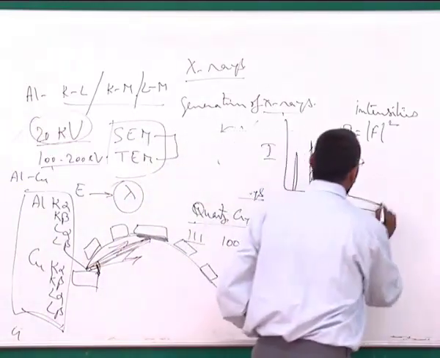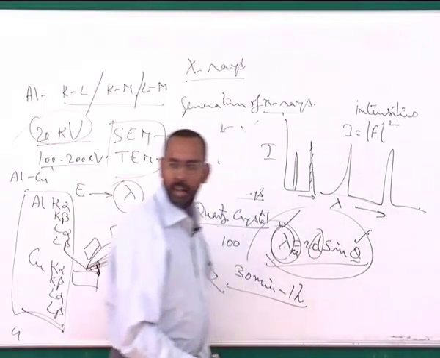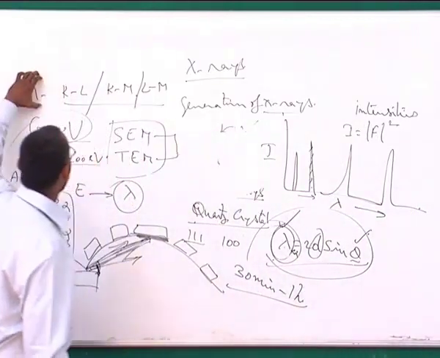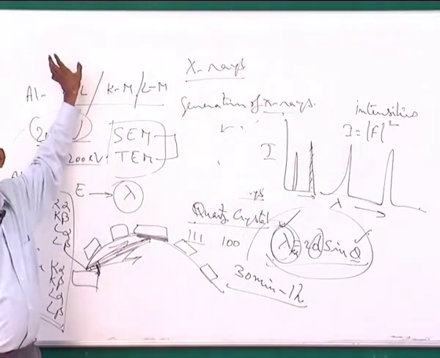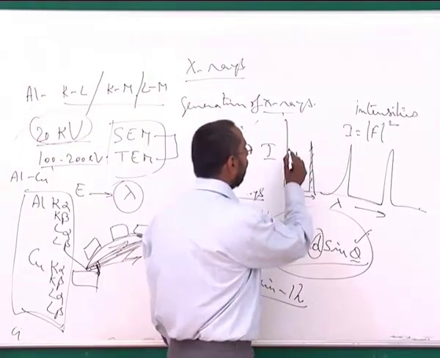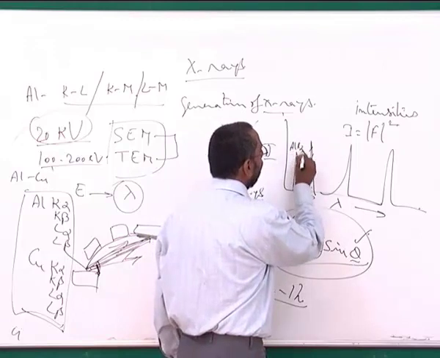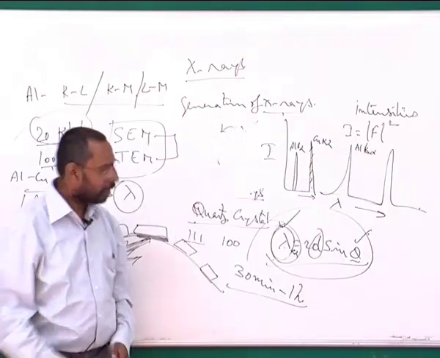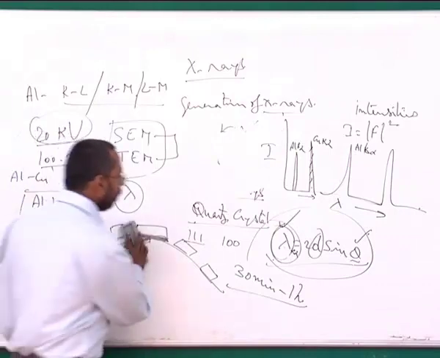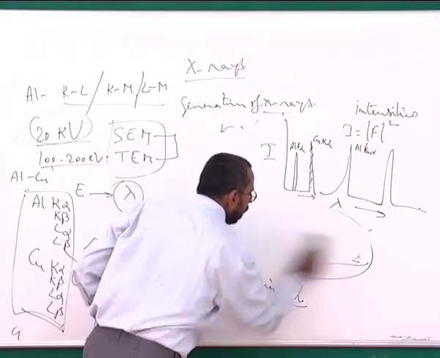And once I collect all these, because I have this database already available, I match these peaks with that database. And from that I can assign, let's say, this is aluminum K alpha, this is copper K alpha, this is aluminum L alpha. Can we say K alpha, L alpha, which has a higher lambda?